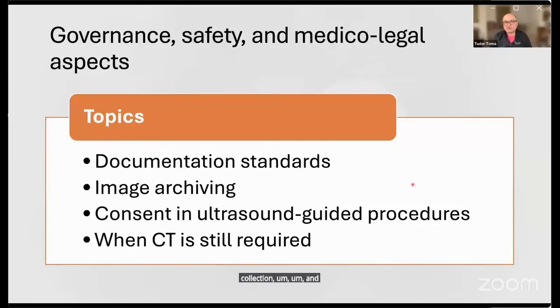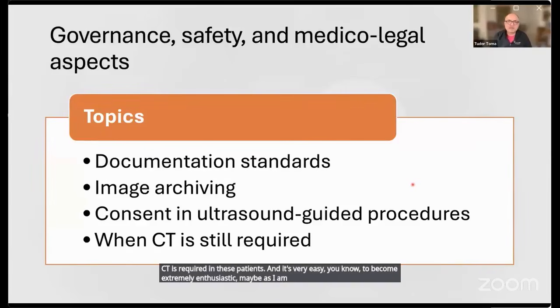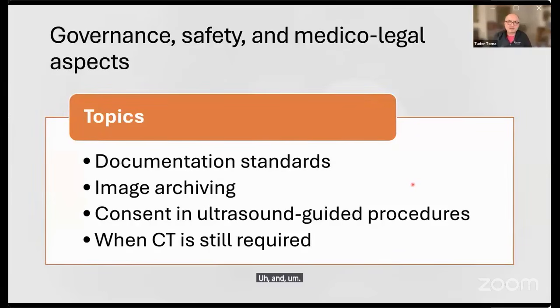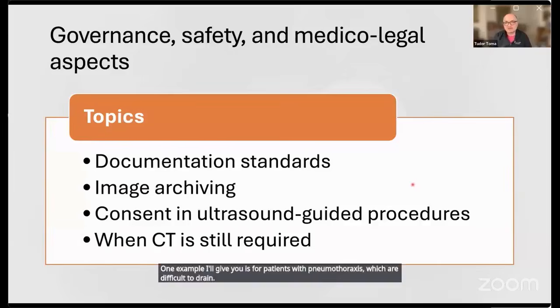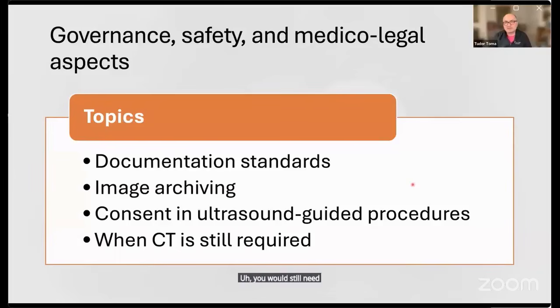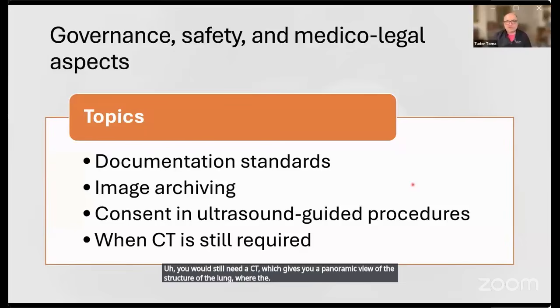And it's also important not to forget that sometimes CT is required in these patients, and it's very easy to become extremely enthusiastic, maybe as I am on thoracic ultrasound, and deny the fact that some patients do actually need a CT. One example I'll give you is for patients with pneumothoraces, which are difficult to drain. You would still need a CT, which gives you a panoramic view of the structure of the lung, where the pathology is, where the problems still are. So I think that's important.